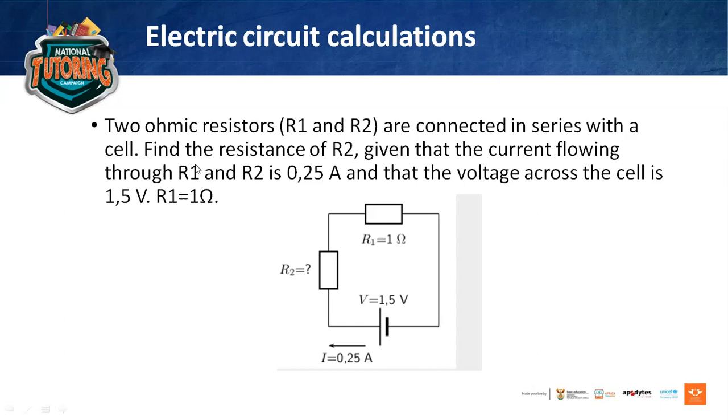So here, because they are in series, the current is going to be the same in both resistors, okay? Because this is a series circuit. So it's only the voltage that's going to be dividing. Okay. So we've got our R1 there, which is equal to 1, and our R2 there, which we do not know, but we've got our current.